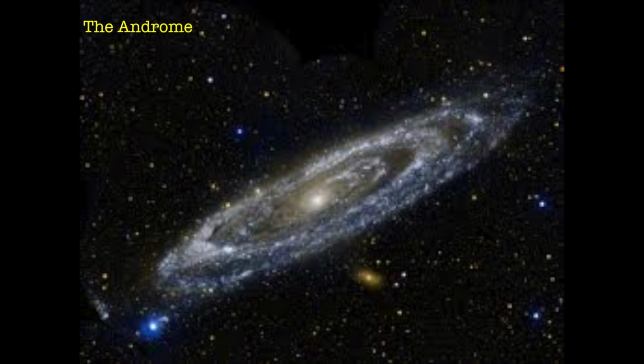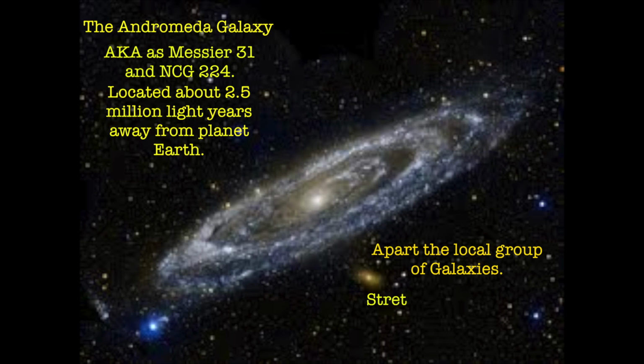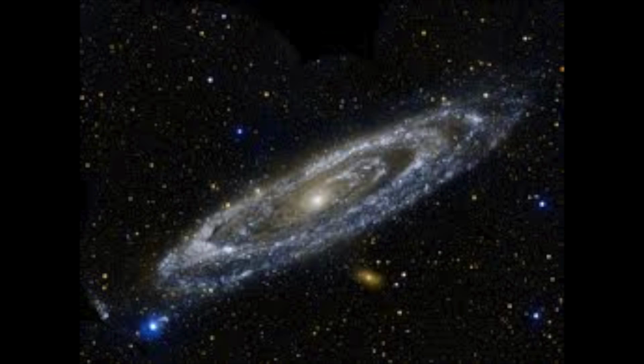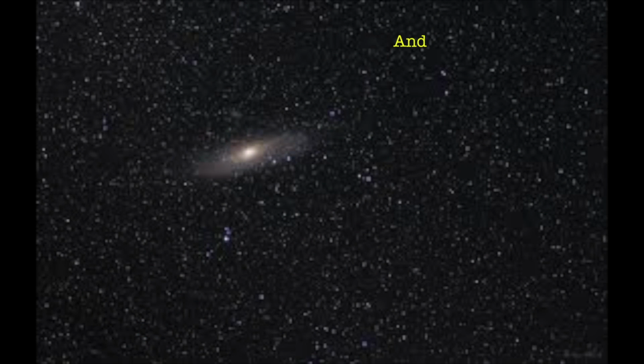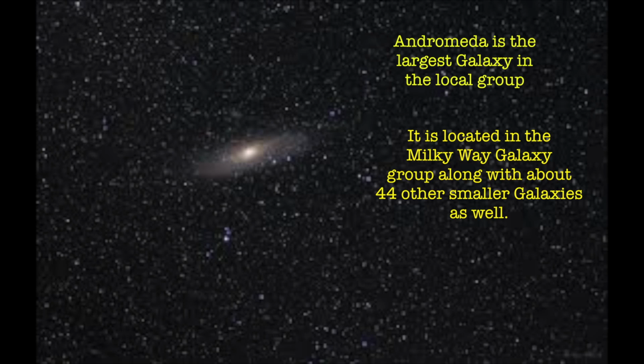The Andromeda Galaxy, also known as Messier 31 and NGC 224, is located about 2.5 million light years away from planet Earth, a part of the local group of galaxies. It stretches some 220,000 light years across. Andromeda is the largest galaxy in the local group and is located in the Milky Way galaxy group along with about 44 other smaller galaxies as well, found in the constellation of Cassiopeia.